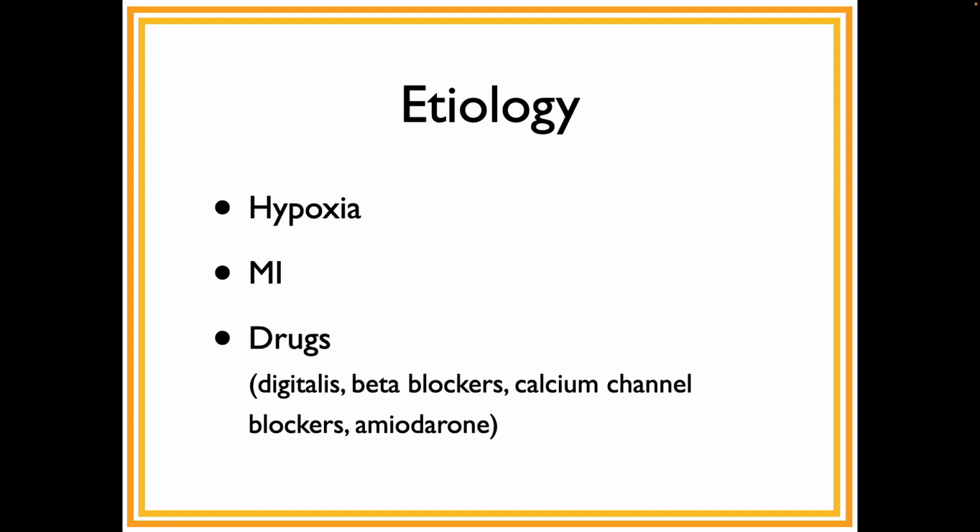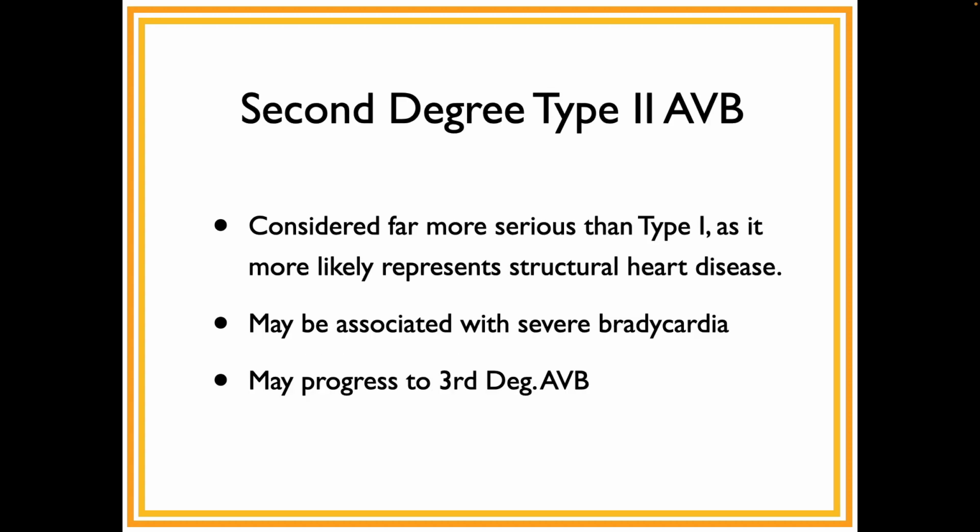Okay, now, etiology's there. Here's the thing about second degree type 2. When you look at it, it may look very similar to a second degree type 1, but when you're thinking about the underlying cause, the pathology of what's happening, it's always considered far more serious than type 1. Remember, we said in many cases type 1 is just a benign happening. It just kind of happens sometimes for conditioned athletes or kids or whatever. It can also happen because of MIs and so forth.